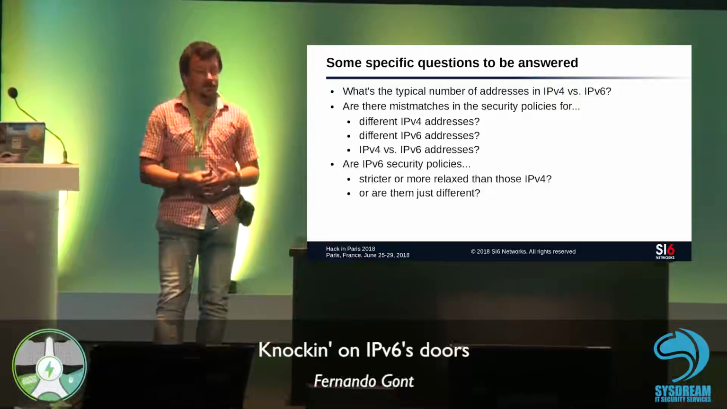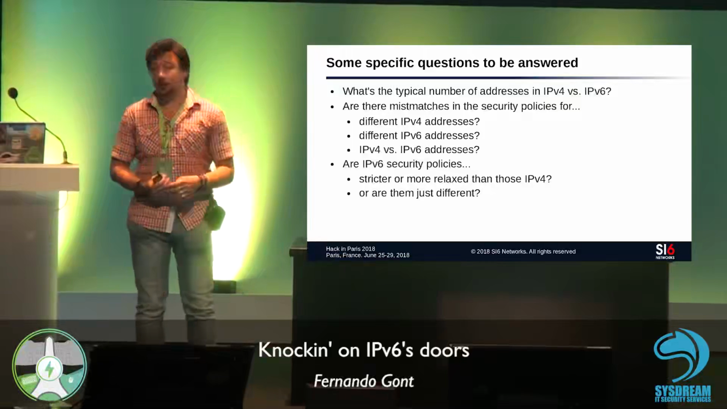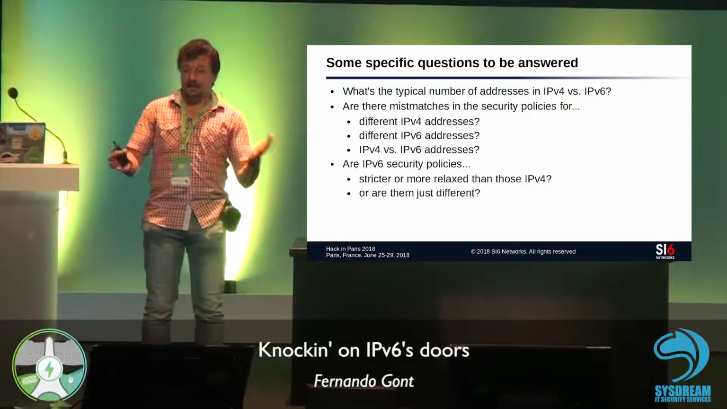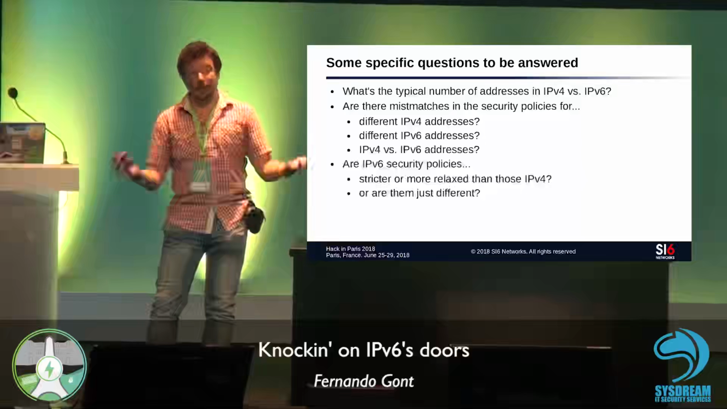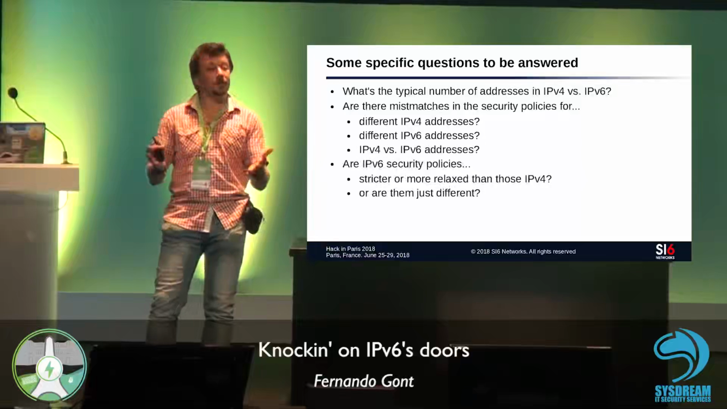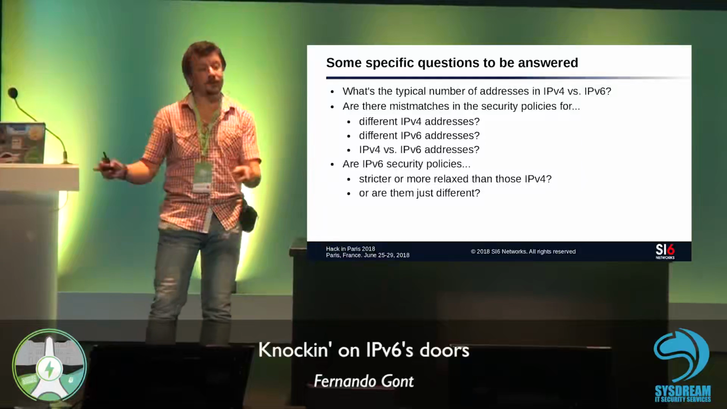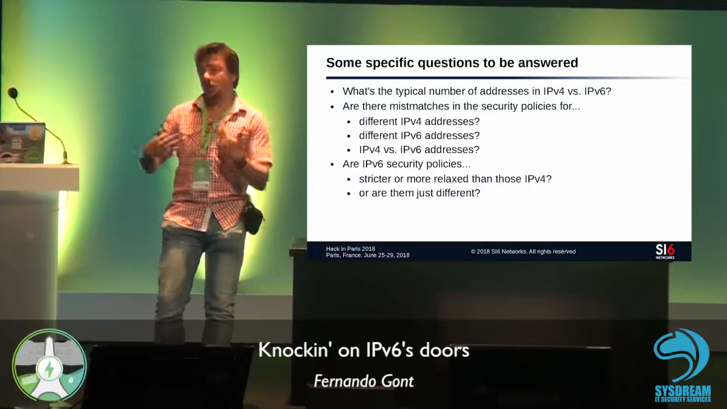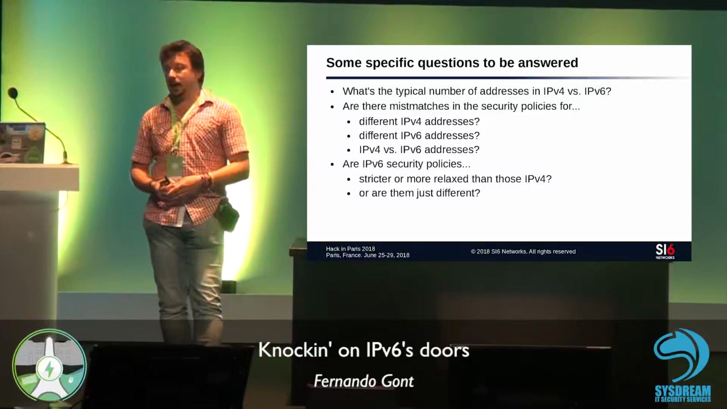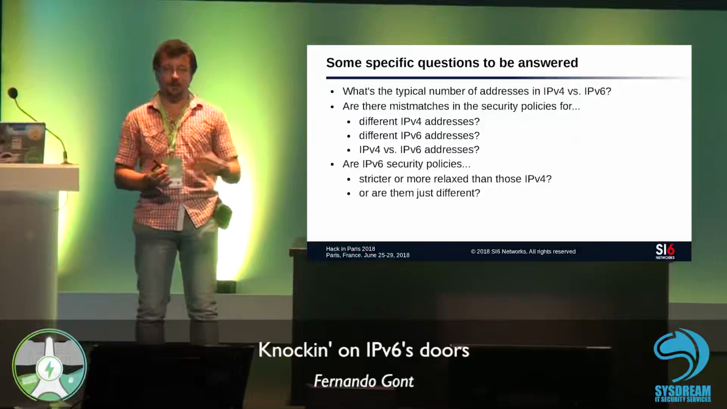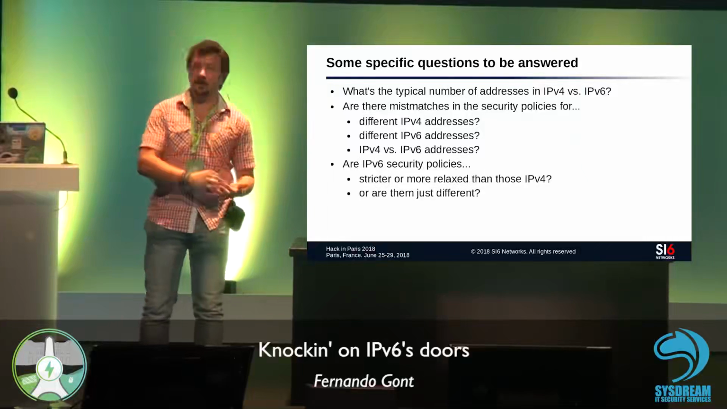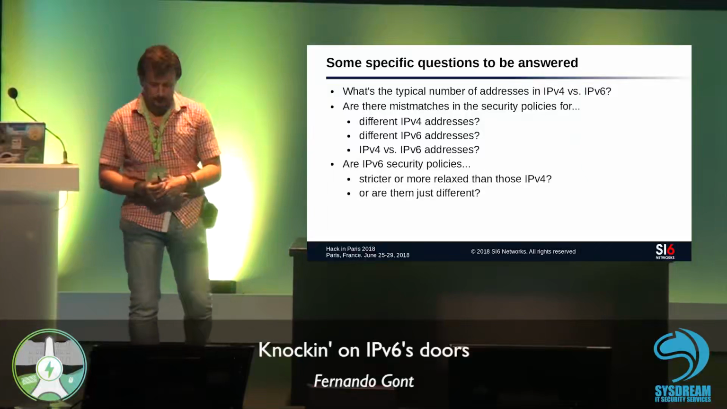Then there are other questions. For example, if we have multiple IPv4 addresses, are the filtering policies among those addresses the same? If I have multiple IPv6 addresses, are the filtering policies the same among those v6 addresses? And of course, more importantly, what's the situation when it comes to comparing the filtering policies on IPv4 versus the filtering policies on IPv6?